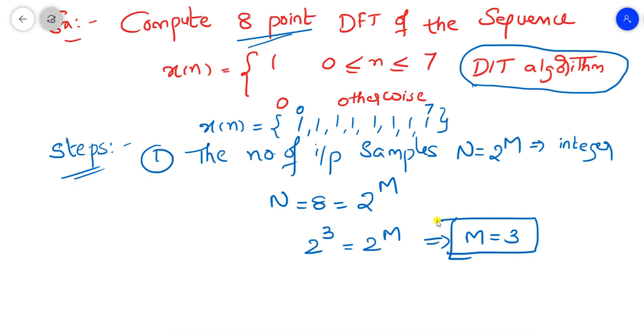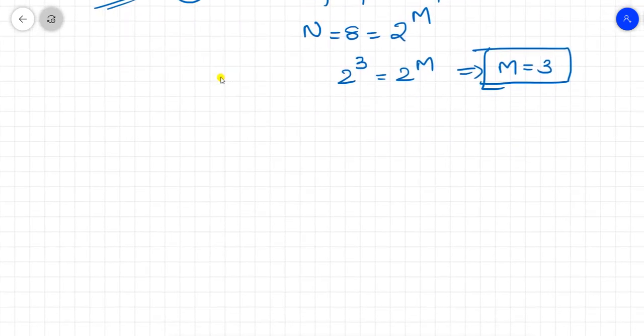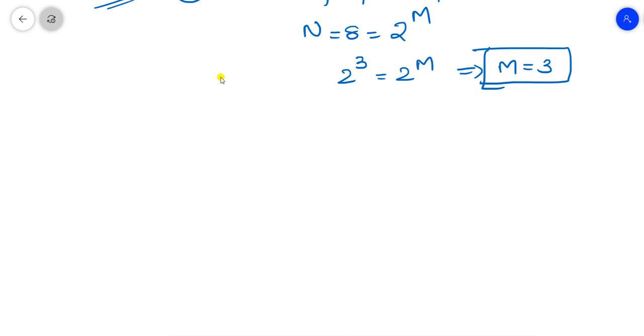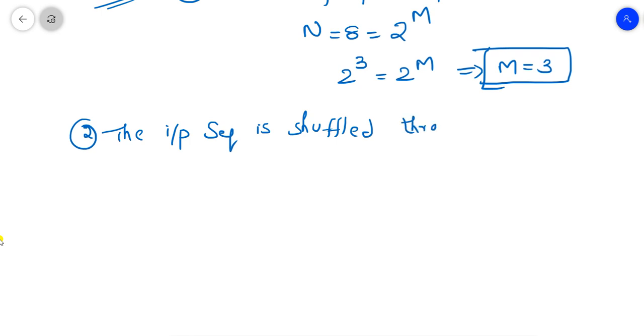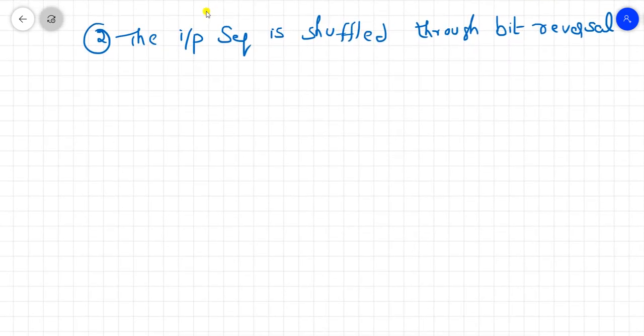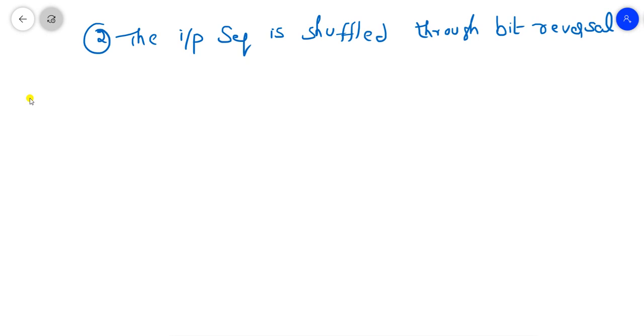Now, what is the next step? The next step is that the input sequence is shuffled through bit reversal. So step 2: the input sequence is shuffled through bit reversal. To follow this step, we need to draw one table, the bit reversal process table.